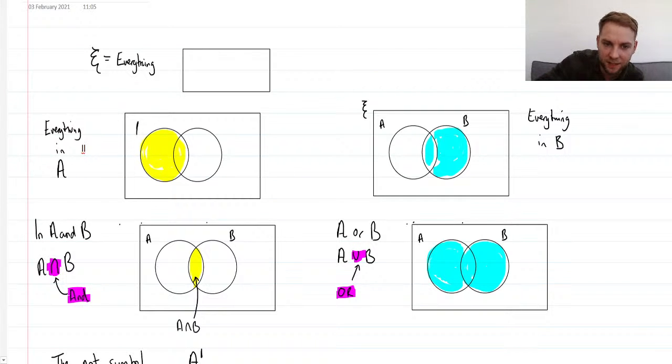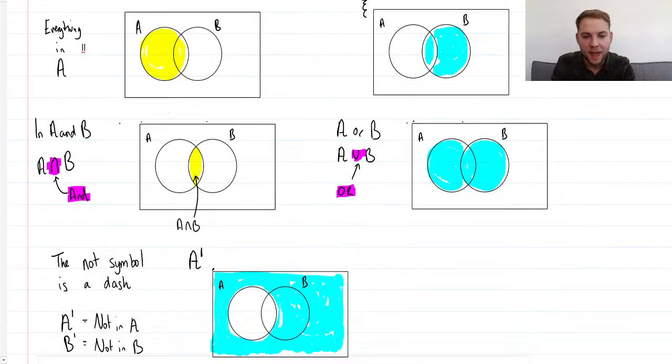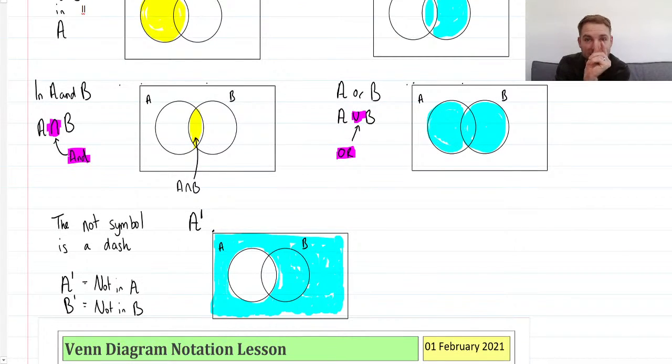Now I probably should have here that these are labelled A and B. Definitely should have actually. So A and B there. Everything which is in B is everything in that B circle. Everything which is in A and B is in that sliver in the middle, because it has to be in A and B. And everything in A or B means it can be in A or it can be in B. And then the last one is this not symbol, so everything which is not in A. Brilliant.